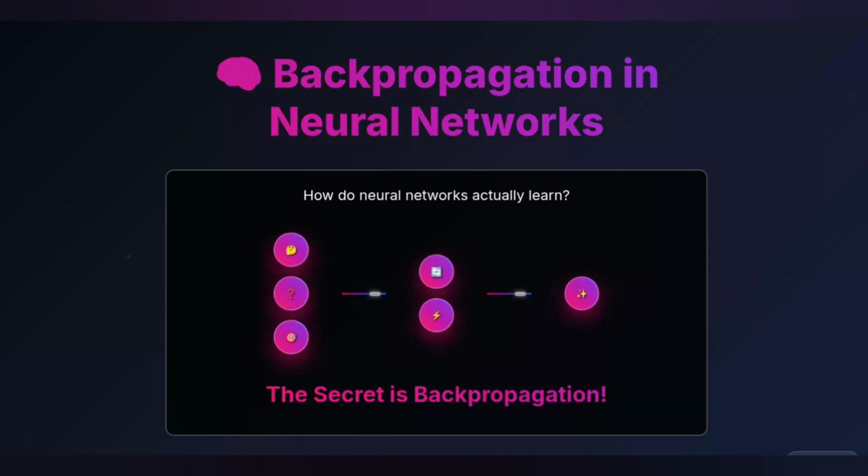Have you ever wondered how neural networks actually learn? How does a machine go from making random guesses to recognizing faces, translating languages, or even beating world champions at chess? The secret lies in a powerful algorithm called backpropagation, the backbone of modern deep learning.